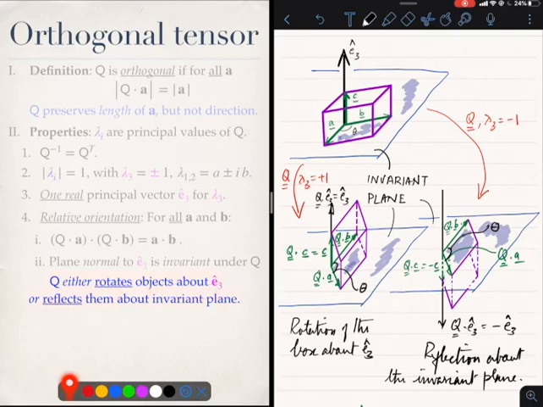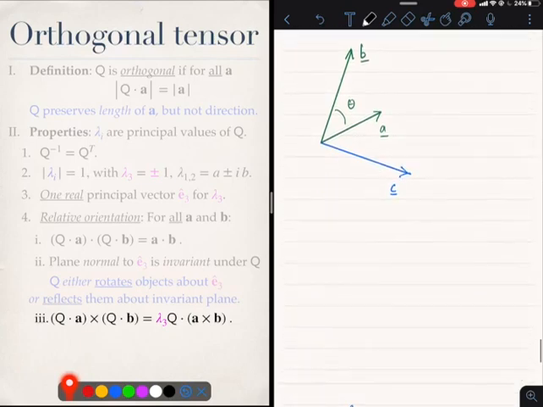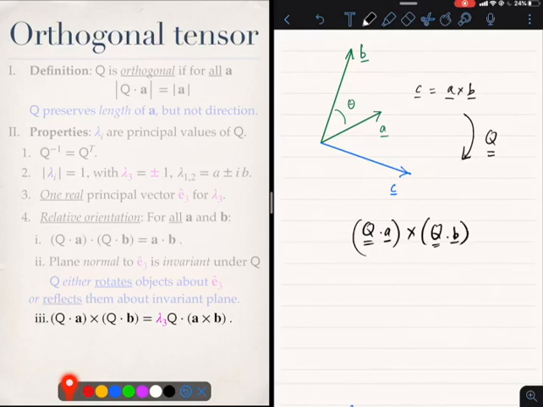Okay, great. Here's one more identity which I will leave you to show. It simply says that if I have two vectors A and B, so that C is A cross B, and the question is what happens to this when Q operates, and this identity is showing you that Q A cross Q B is really lambda 3 times C. Okay, because A cross B is C. Okay, I will leave this for you to prove.